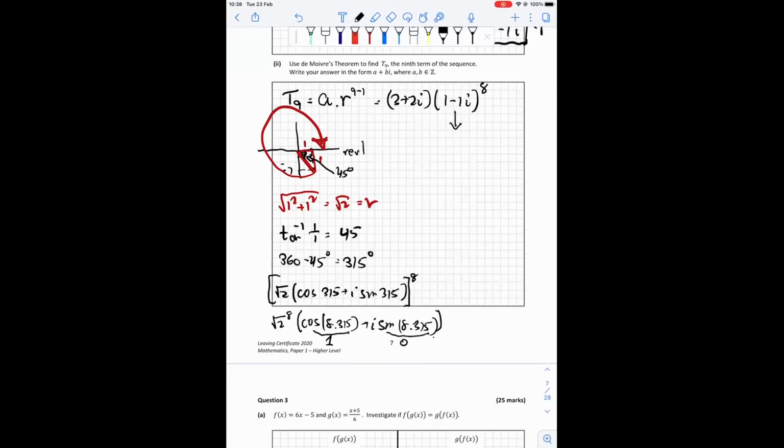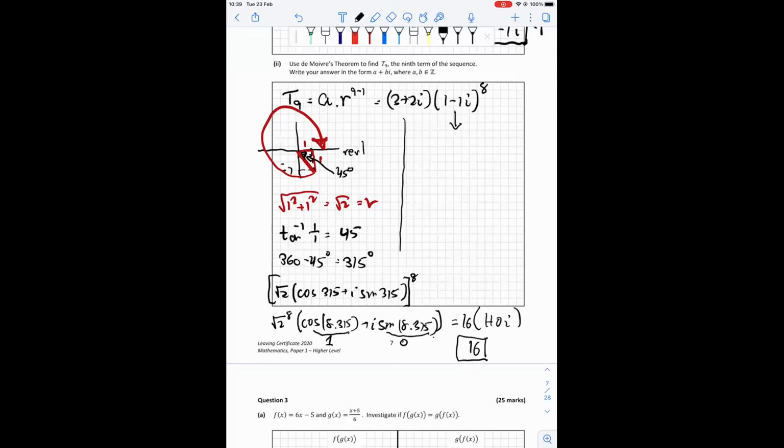And the square root of 2 to the power of 8 gives you 16. So the final answer is 16 times 1 plus 0i. And in this case, it's 16 because 16 times 1 is 16. And that's the final answer. If the question tells you to write the answer in the form a plus bi, you'll have to do that. But now we're not finished with the question.